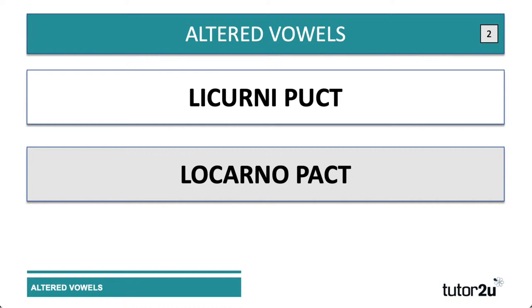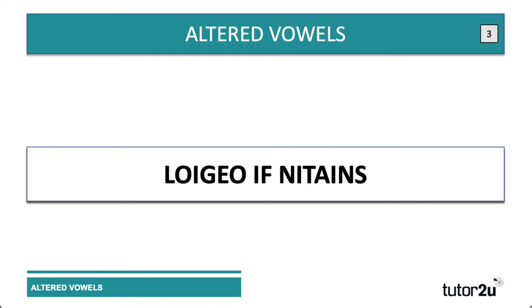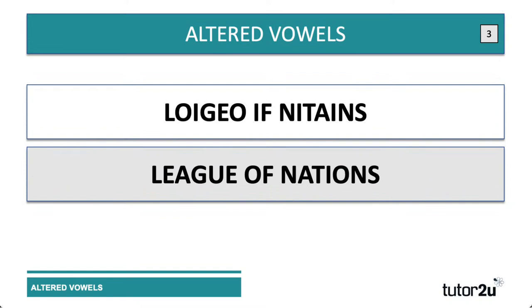Next one. Loigio Ifnitanes. Anyone know what Loigio Ifnitanes could be? What happened in 1926? Loads of things happened in 1926. It's a general strike. No, it's not. Shall we have a look? It's the League of Nations. Oh, well done. Amelia got it again. On fire here, Amelia.